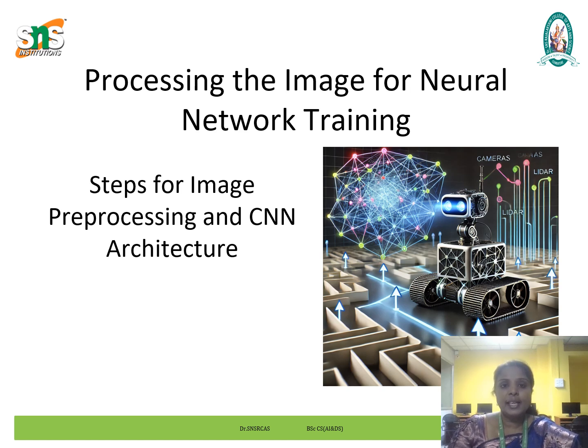The image processing and CNN, that is called a convolutional neural network architecture, are two essential components when working with image-based AI models. Image processing involves preparing raw image data so that it can be effectively used by the neural networks. Pre-processing might include cropping the image to focus on relevant areas, padding smaller images to make them uniform, or reducing noise to eliminate irrelevant details that could confuse the model.